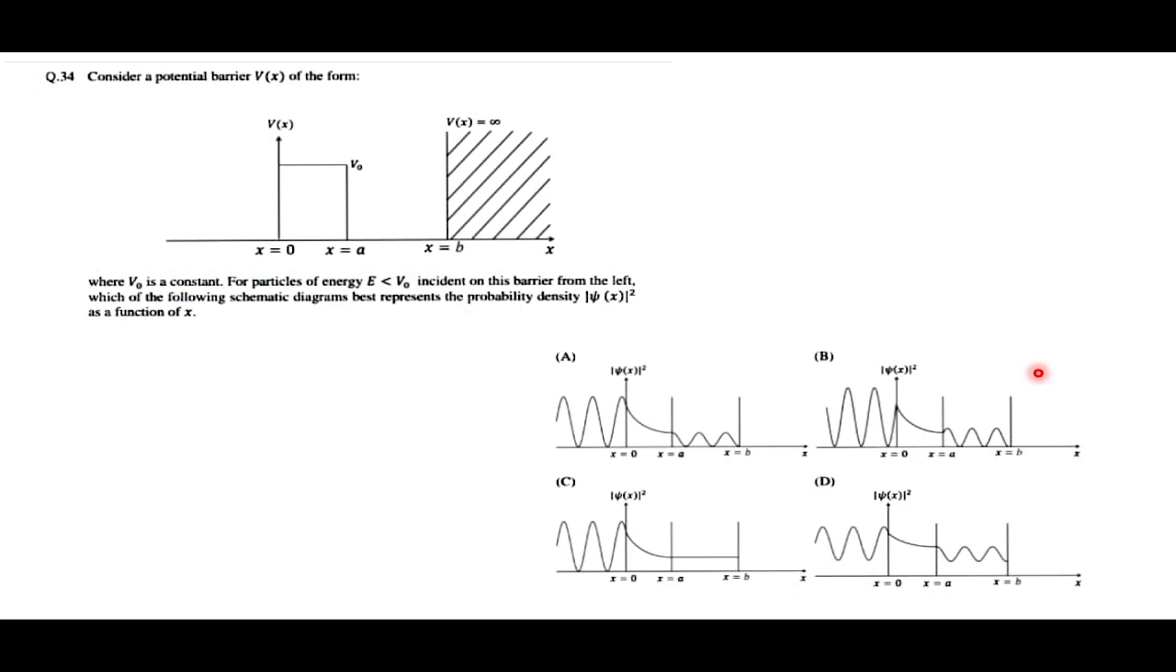Sorry. Sir, how is it discontinuous at x equals b? No, because what Sejal is saying is that after x equals b, it should be 0, right? Because it's an infinite potential, so it cannot drop suddenly. Okay. Yes. So it is not possible.